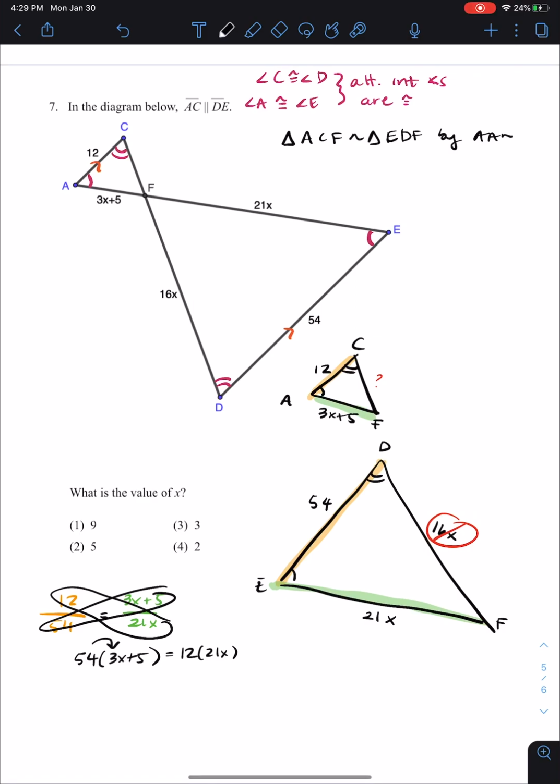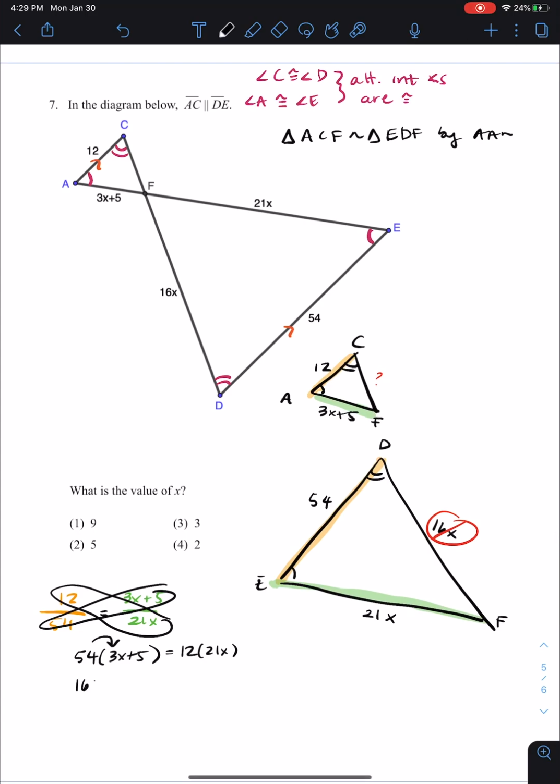Here we're going to have to use the distributive property. So 54 times 3x gives me 162x, and 54 times 5 leaves us with 270. And this is equal to 12 times 21, which gives us 252x. And now using inverse operations, we're going to solve for x.